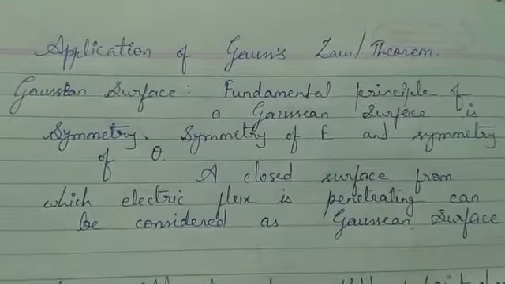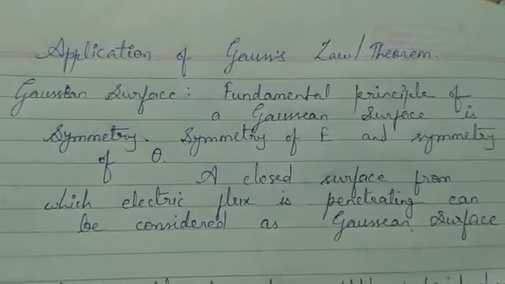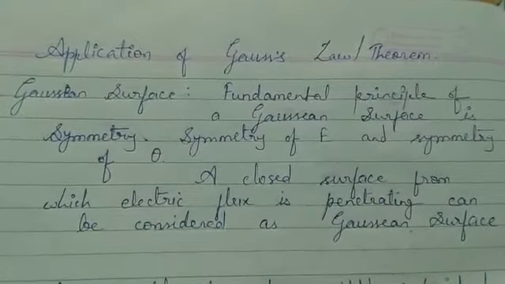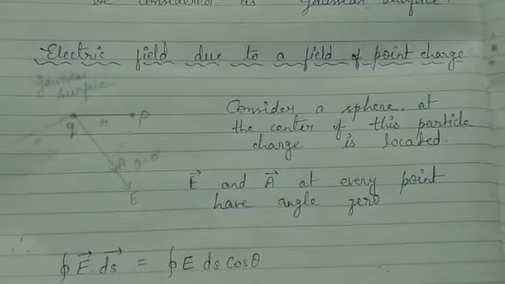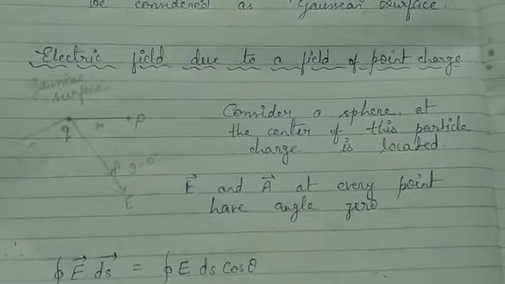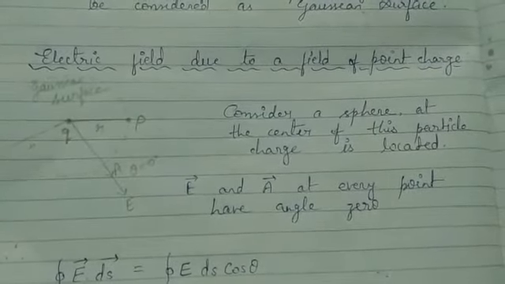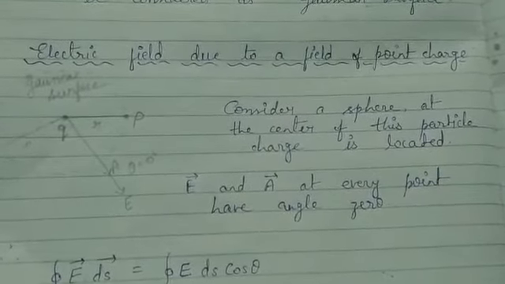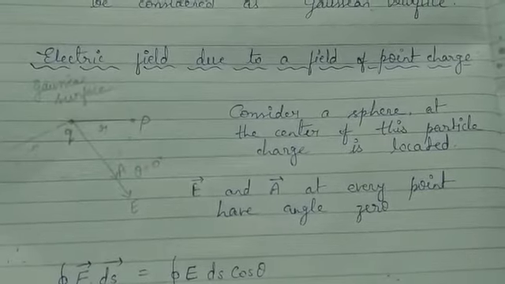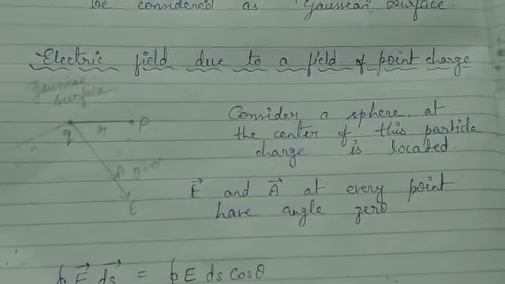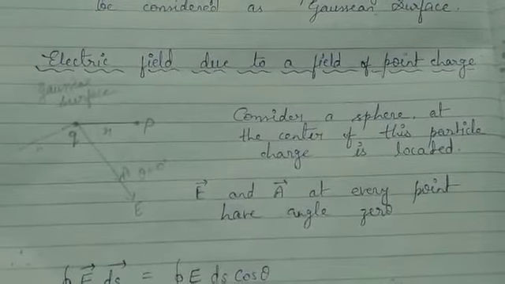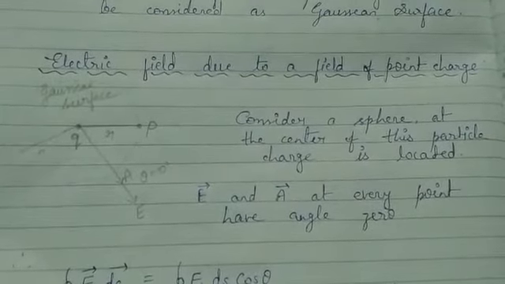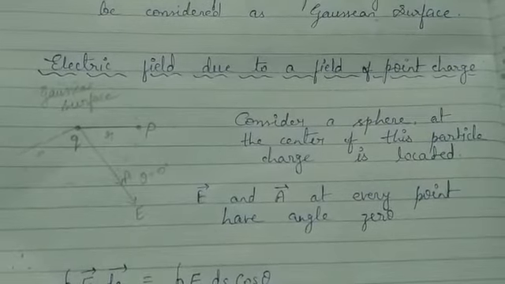Now let's move to the derivation of electric field by using Gauss's theorem. Our first derivation is the electric field due to a point charge. Students, we already know what the electric field due to a point charge is, but today we are going to derive that electric field by using Gauss's theorem.